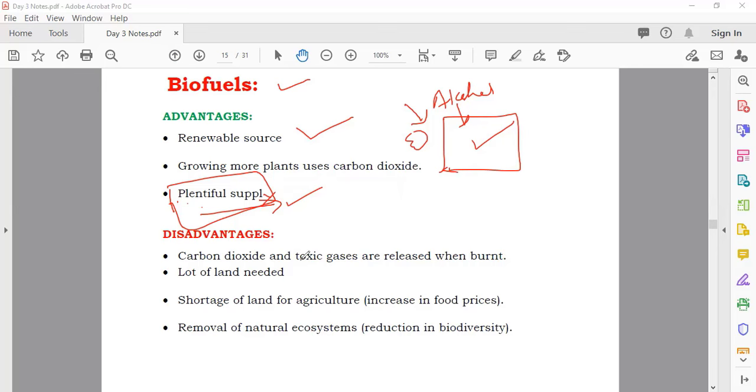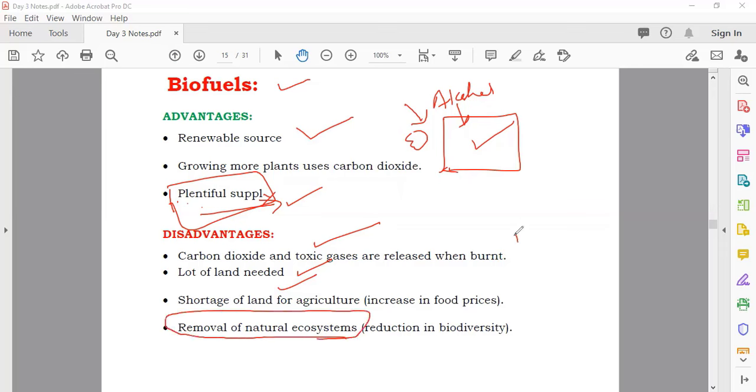Disadvantages: carbon dioxide and toxic gases are released when burned. Yes, sometimes they also produce carbon dioxide. A lot of land is needed. If you want to cultivate trees and other things, you need the land. Shortage of land for agriculture. For example, if you go for this, maybe there will be less land for producing food for the people. And sometimes you are disturbing the natural ecosystem.